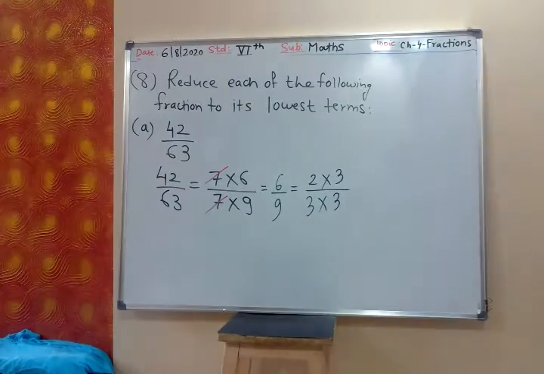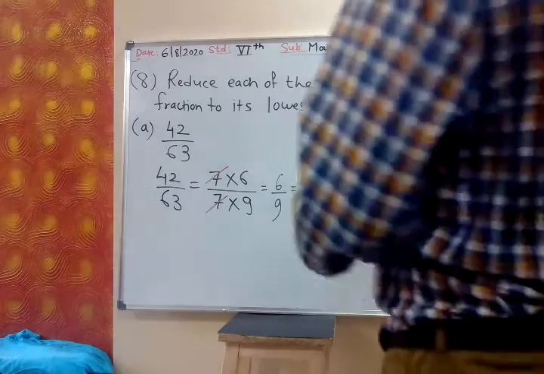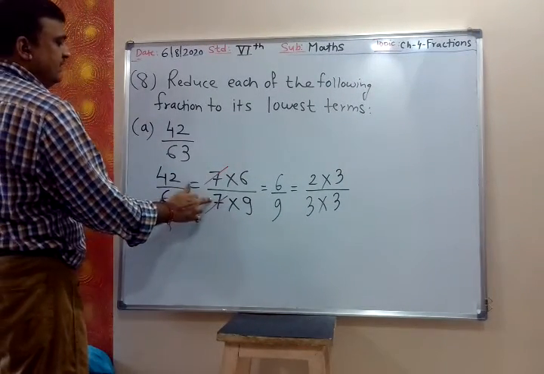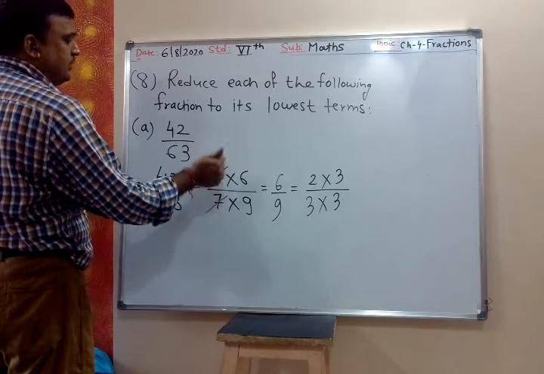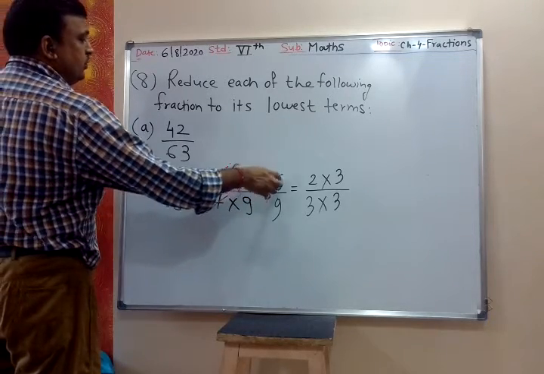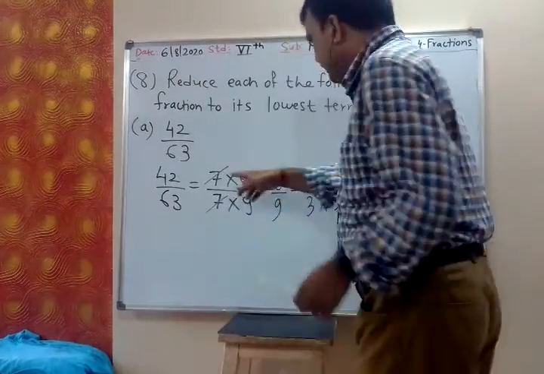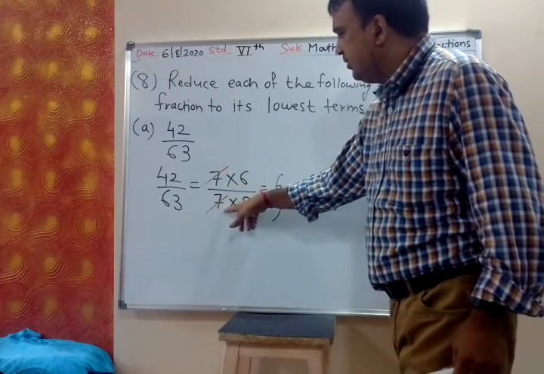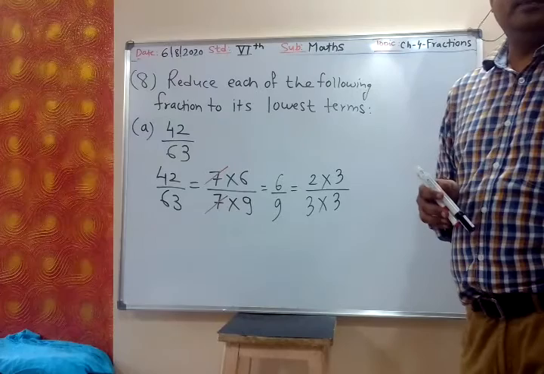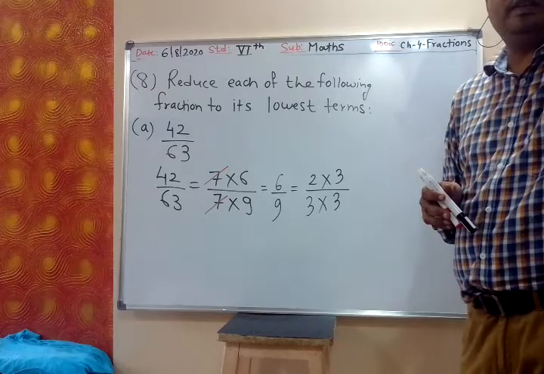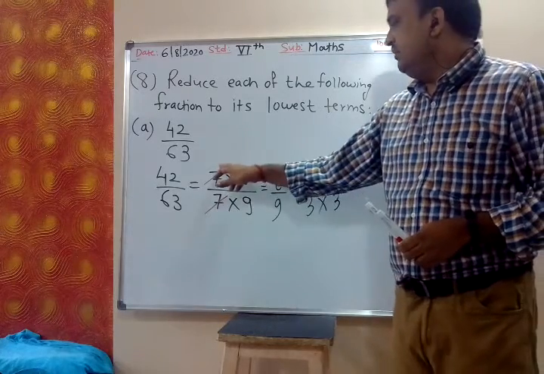To write that in lowest form, we have to go on cancelling the common term. 42 I can write as 7 into 6, 63 as 7 into 9. 7 gets cancelled, 6 upon 9. Because 7 is there in the numerator and 7 is there in the denominator, you can cancel the same term from numerator and denominator.